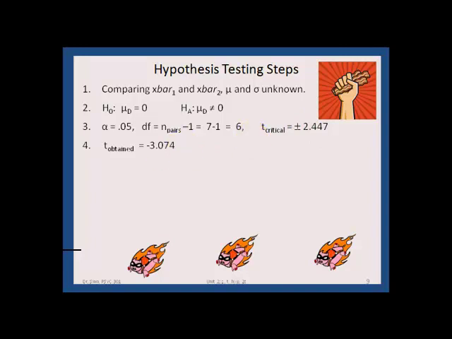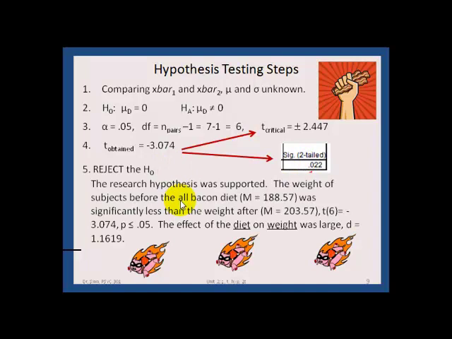So, based on the SPSS output, we get a T obtained of negative 3.074, and then we have to see if that's significant. If we're doing it by hand, we could compare this to T critical, and does that exceed T critical? It does. On the negative side, it exceeds that 2.447. Of course, if you're doing it on the computer, you can just look at the significance value, the p-value, and see that this is below 0.05, so it must be significant. So that leads us to reject the null, and then we have our paragraph.